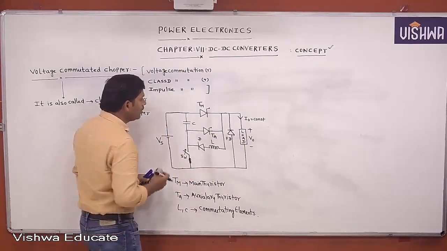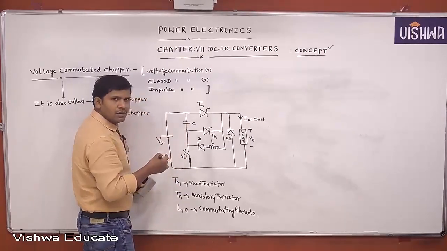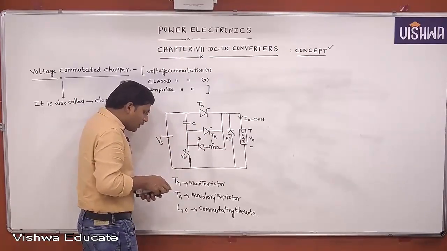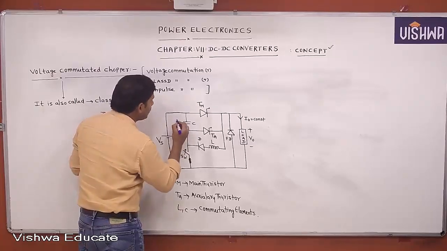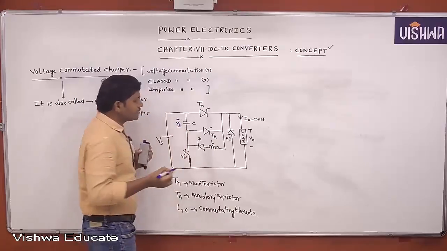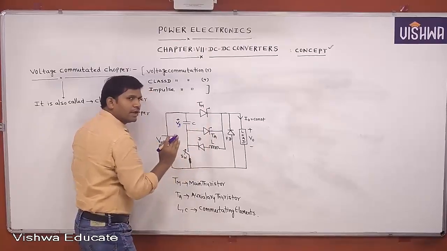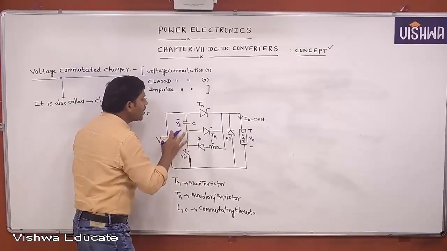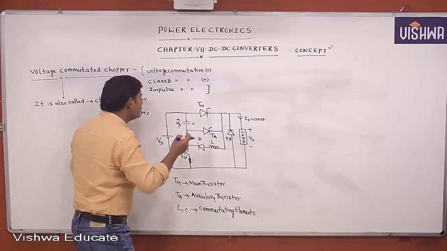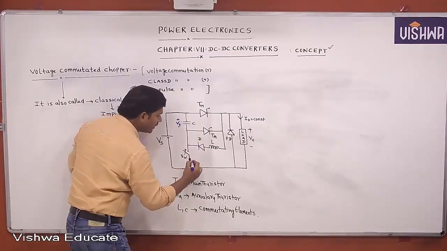Another assumption: before starting the operation of this circuit, let us assume that the capacitor is already charged to a voltage of Vs, with upper plate positive and lower plate negative. That means I have not triggered the main thyristor or the auxiliary thyristor. The doubt is, sir, without triggering these thyristors, how will this capacitor be charged? That's why we are using this switch arrangement.